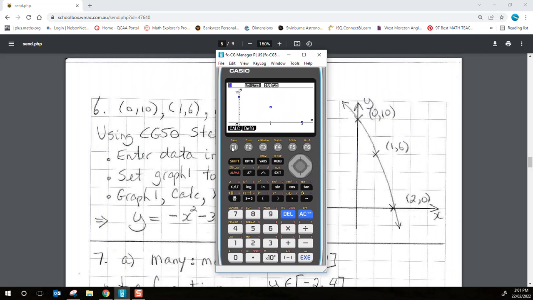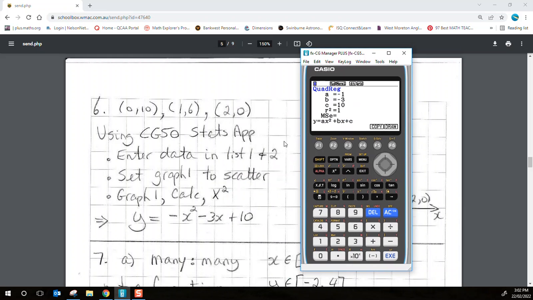Now calculate. Then I want to use x squared. I think it's a second degree polynomial. If there's 3 data points, I can definitely fit a second degree polynomial. So I hit that. Here is my value of a, b, and c in the standard form of the quadratic equation. So I've written this down.